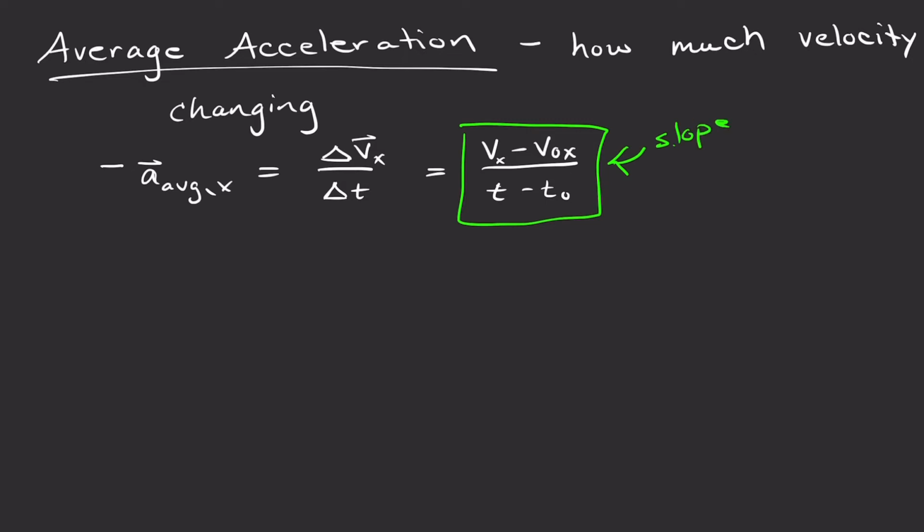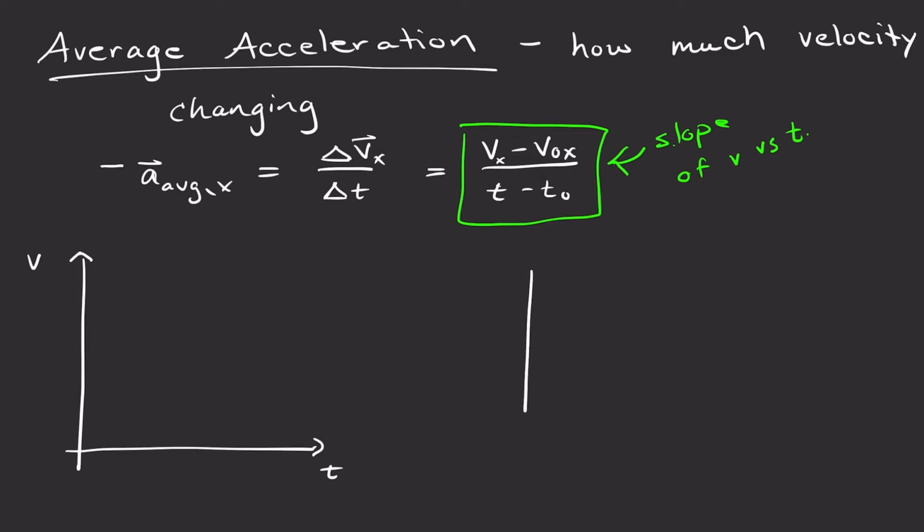Okay, so this time it's the slope of velocity versus time. Let's draw a velocity versus time graph, since we just got some of those, and see if we can't get an acceleration graph. Okay, so if our velocity starts off positive and remains positive, so zero slope.